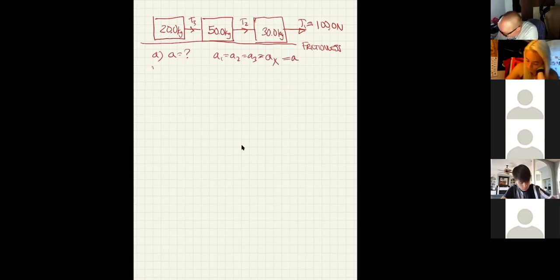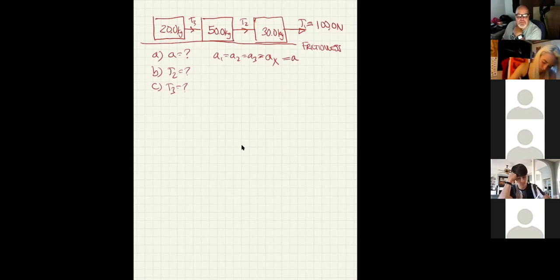Okay. Part B, I'd like to know what T2 is. And part C, I'd like to know what T3 is. Now, some of you might immediately jump to treating this whole object as one thing. In other words, taking this whole train as one big object. You could do that, but then you wouldn't be able to figure out the individual tensions because they would be internal forces. So if you pretended this was one big block that had a mass of 20 plus 50 plus 30, that's 100 kilograms, right?